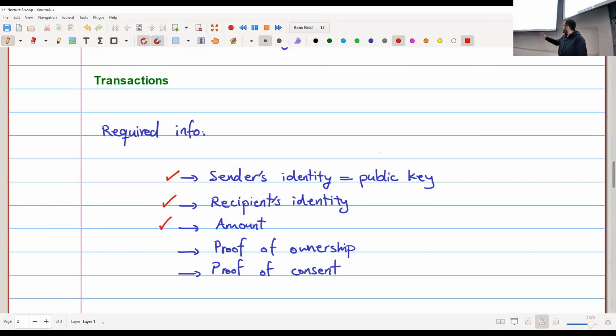Now, let's jump over proof of ownership and let's go to proof of consent. So how do I prove that I'm actually the owner of the funds that I'm trying to send? Well, we have the sender's identity or the owner's identity here. So this is the public key of the owner of these coins. So if I just have a signature from the same owner, I can be sure that the owner actually approved this transaction, right? So this is just a signature from the sender, the person who's sending the transaction.